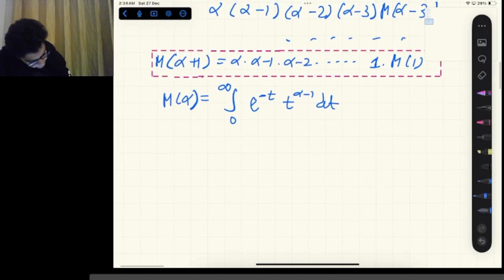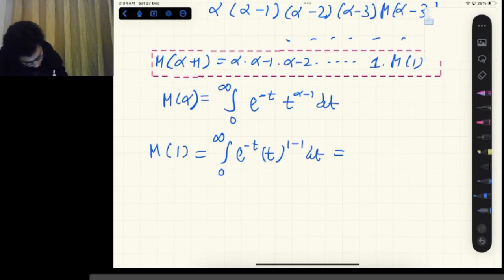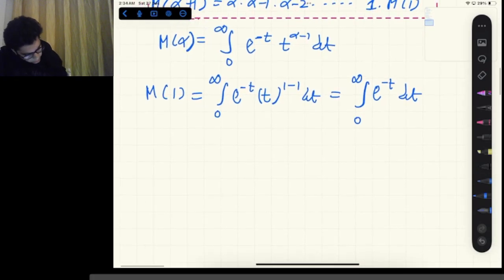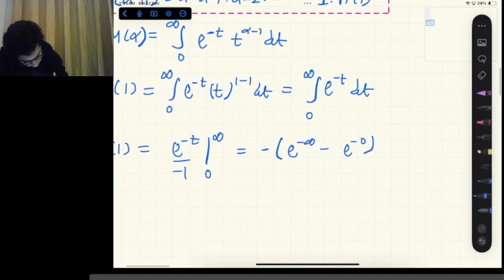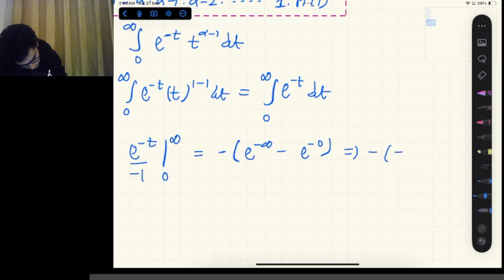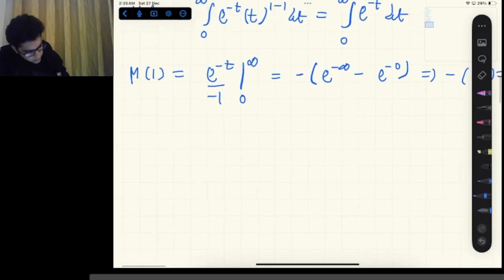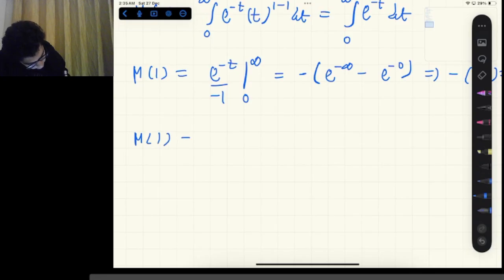So now I can just substitute 1 in place of alpha. This will give me the integral from 0 to infinity of e to the power minus t, t to the power 1 minus 1 dt, which becomes the integral from 0 to infinity of e to the power minus t dt. And we know that if I integrate this function, it gives me minus e to the power minus t from 0 to infinity, which gives me minus e to the power minus infinity minus e to the power minus 0, and this becomes minus of minus 1, which is plus 1. Therefore my m of 1 gives me positive 1.